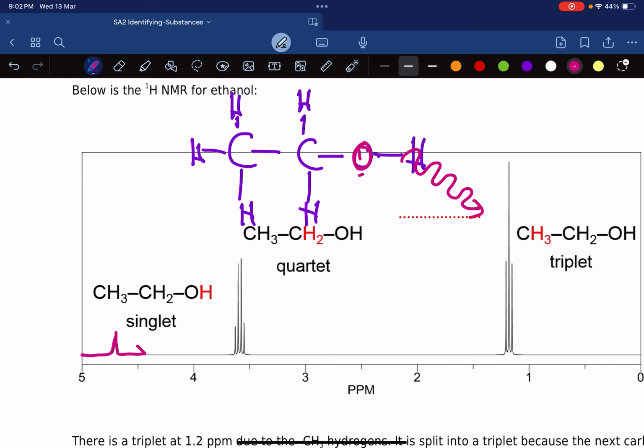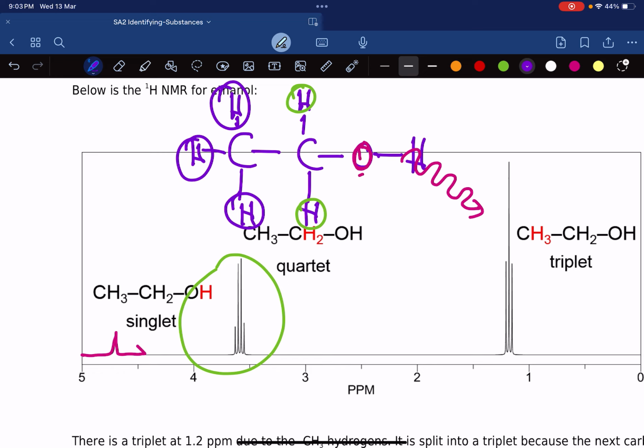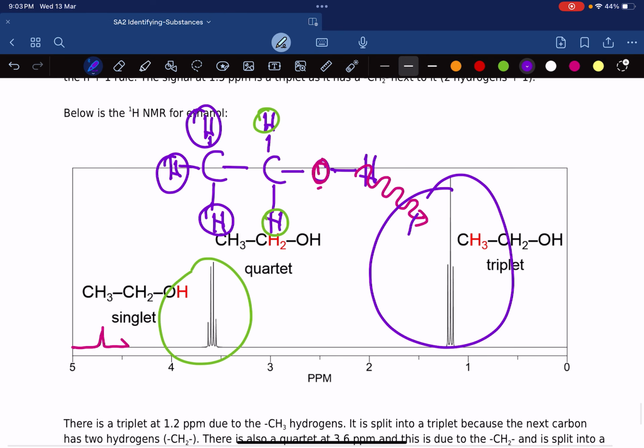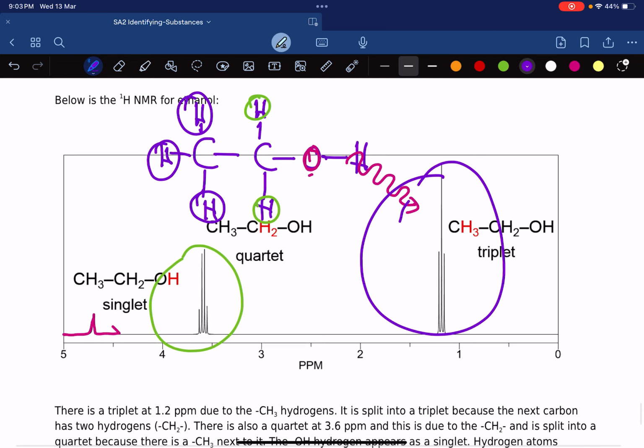Then we are left with these guys here. So this green, their neighbor has a carbon, and that carbon has 3 hydrogens. So their signal will be split by 3 plus 1, 4. So this is the signal by the green hydrogens. Meanwhile, the purple hydrogens have 2 green neighbors. So 2 plus 1, 3, their signal appears as a triplet. But obviously, I hope you also can see that the triplet is taller than the quartet, and the quartet is taller than the singlet, because their ratio is 3:2:1. That's the ratio that you will get.